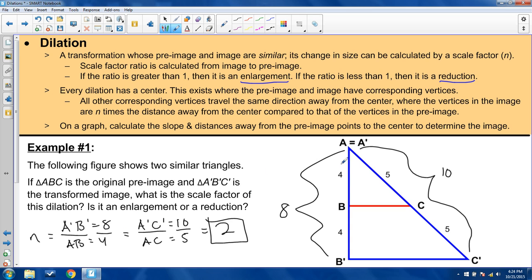That means that every length in this thing grew twice as large as it did before, which also means it's an enlargement. So the scale factor of the dilation is 2. It is an enlargement. And, by the way, if they said that this length here was 6, the length of this entire B prime C prime, they might want to know what this is here.